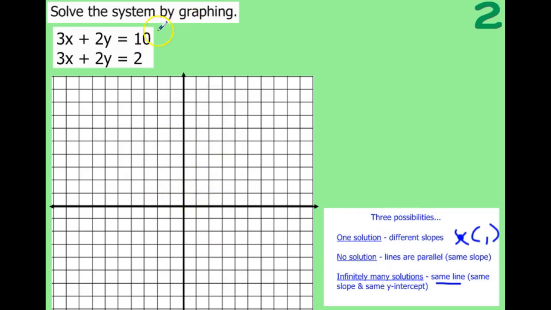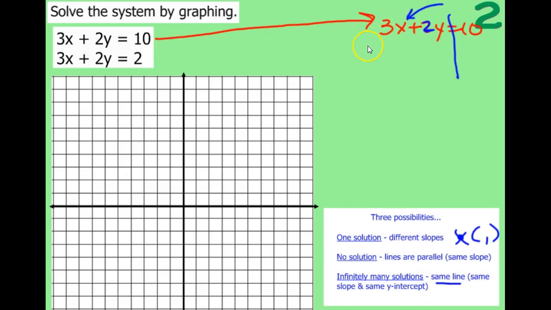Okay? So we're going to start off by solving both of these for y, so that we can graph. I'm going to write this one over here, 3x plus 2y equal to 10. I'm going to solve for y so we can graph. So we need to get rid of the 3x, so I'm going to subtract 3x. Hopefully you remember how to solve for y. We have 2y equals negative 3x, and that's a positive 10, so plus 10. And then we want y by itself, so the opposite of multiplying by 2 is divide by 2.